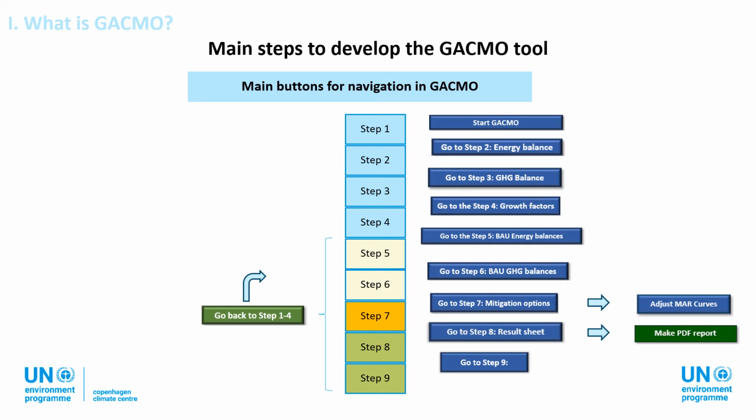In the new version of the GACMO tool, the user navigates throughout the spreadsheets by clicking on buttons. To follow on to the next step, the user can click on the Go to the next step button. In step 5, to go back to the previous steps, the user can click on the button Go back to step 1 to 4. In step 7, the user can view the marginal abatement curve by clicking on the button Adjust Mark Curve. In step 7, the user can also create a PDF report by clicking on the button named Make PDF Report.